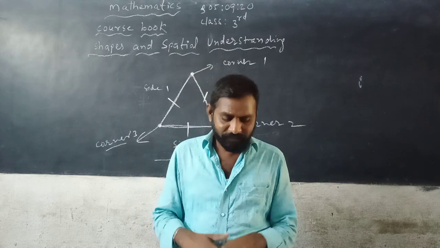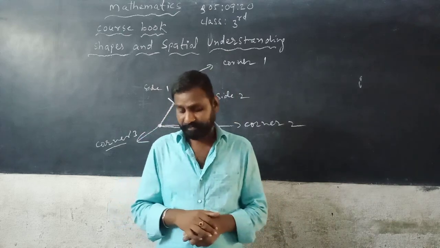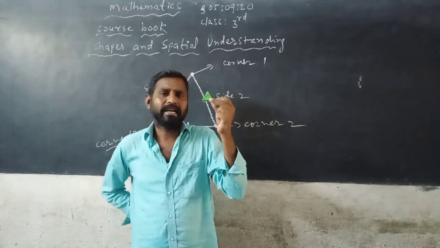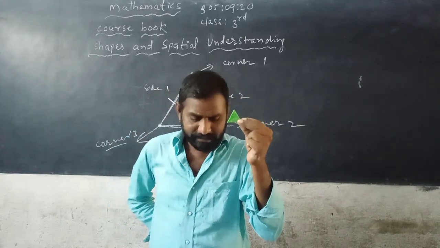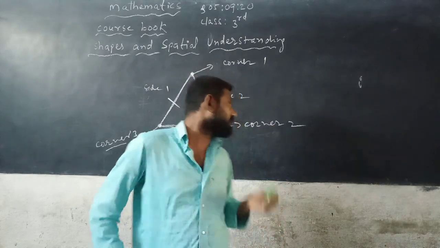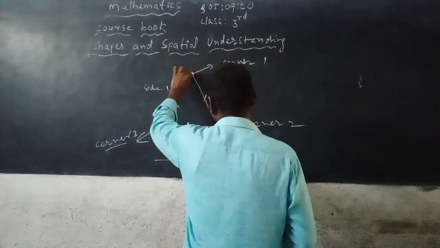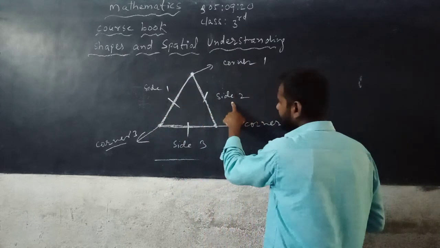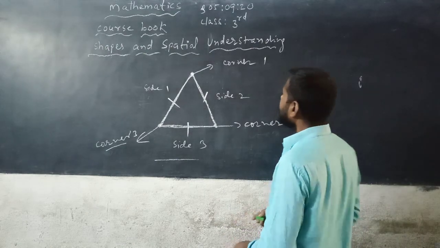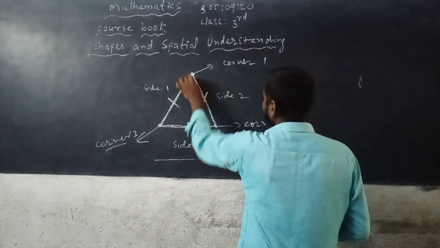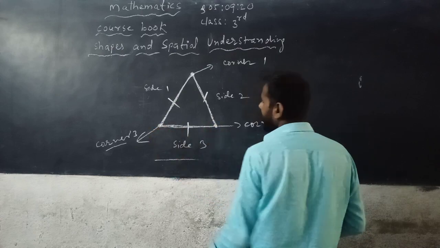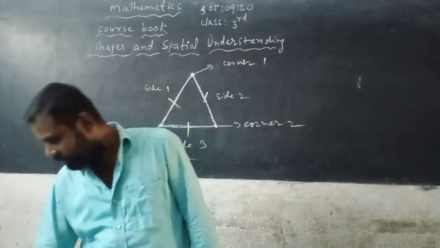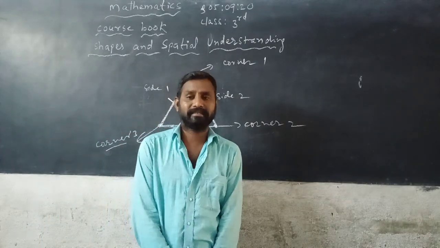See here, now first discuss triangle. A triangle is a plane figure with three sides. A triangle has three sides and three vertices. See here. Side 1, side 2, side 3. And three corners. Corner 1, corner 2, corner 3. And corners are also called vertices. This is the triangle.